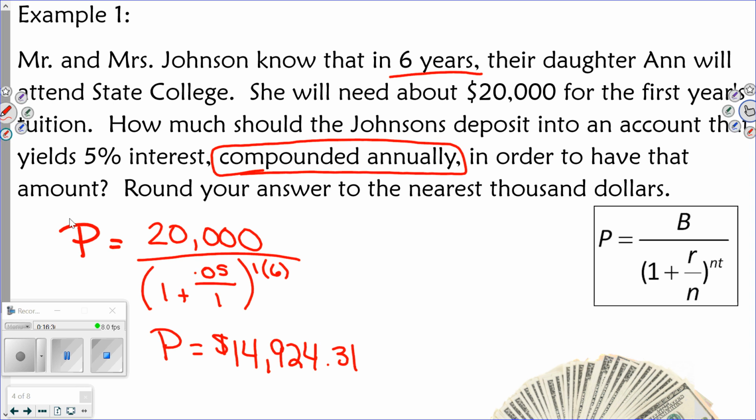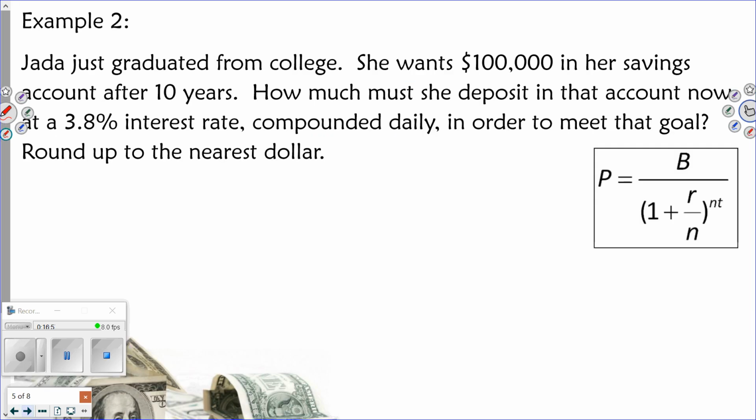Now, am I good? 100% full credit? Read the problem. It says round your answer to the nearest $1,000. So what would you round to? 15,000. This rounds up to 15,000. So they need to put in like 15 grand so that in 6 years it actually does grow to 20,000. Okay? Right, that's only 1 year.